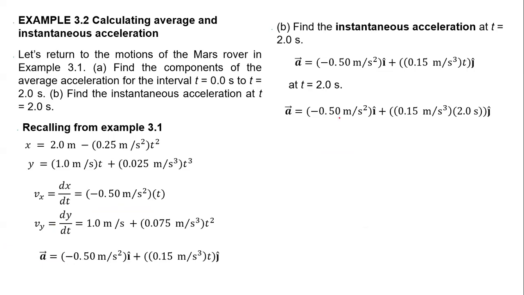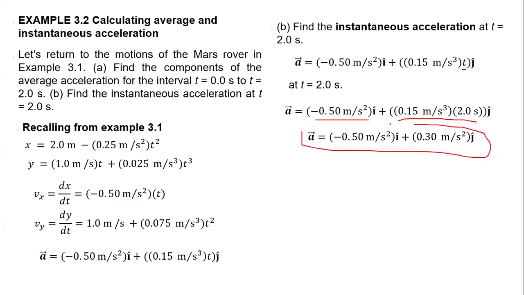So let's replace t. The x component will remain constant because there's no t in the function. So let's replace this one by 2. Our y component will change, and this is our vector. This is our acceleration at t equal to 2.0 seconds.